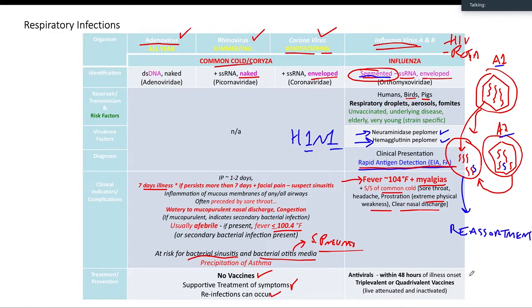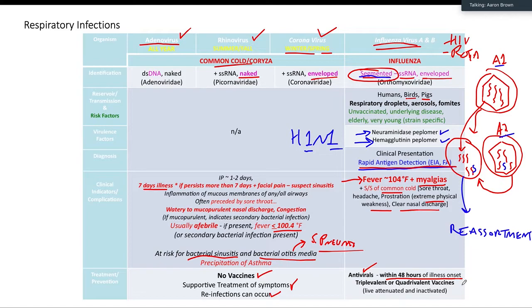If we catch this virus within 48 hours of illness onset, we can give an antiviral, okay? If it's after that first 48 hours, there's not much we can do except for supportive care, okay? That's an important thing to distinguish and something to look for in the question stem. You're not going to treat someone who's been sick for a week, okay?